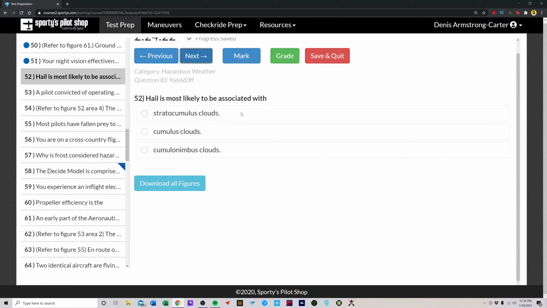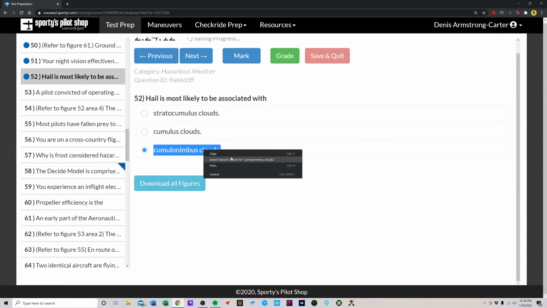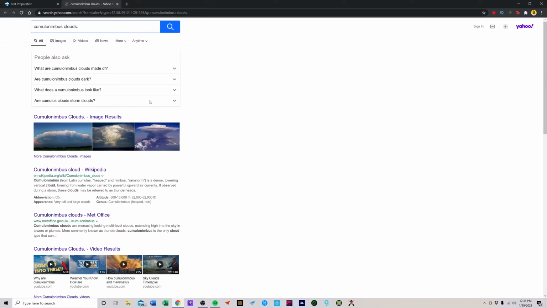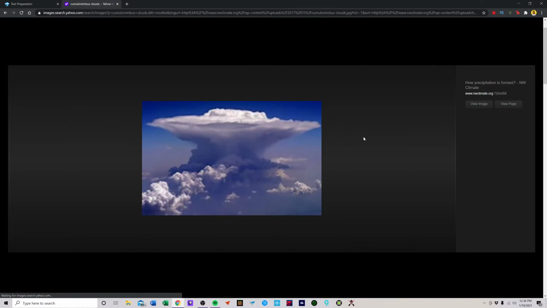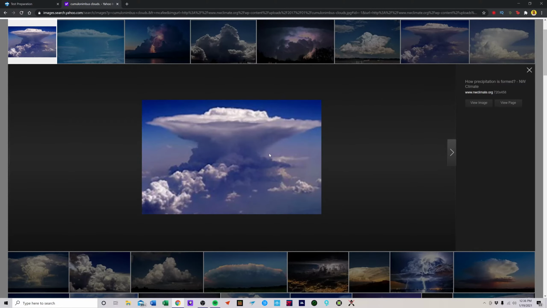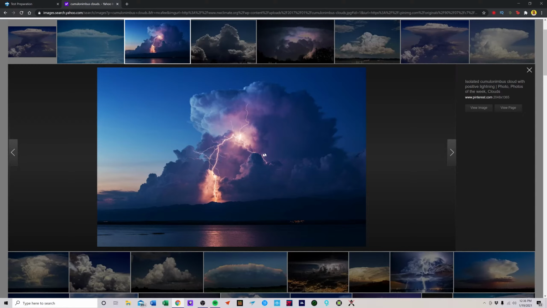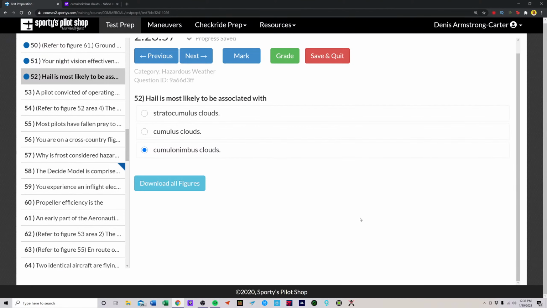Hail is most likely to be associated with... It'd be cumulonimbus clouds, because those are the building ones. I can show you guys if you want to know what the clouds look like. It's these big ones. So you're flying along, you see something like this, you're definitely gonna get some hail, guys. Don't be surprised, you'll get hail. So it's cumulonimbus clouds.